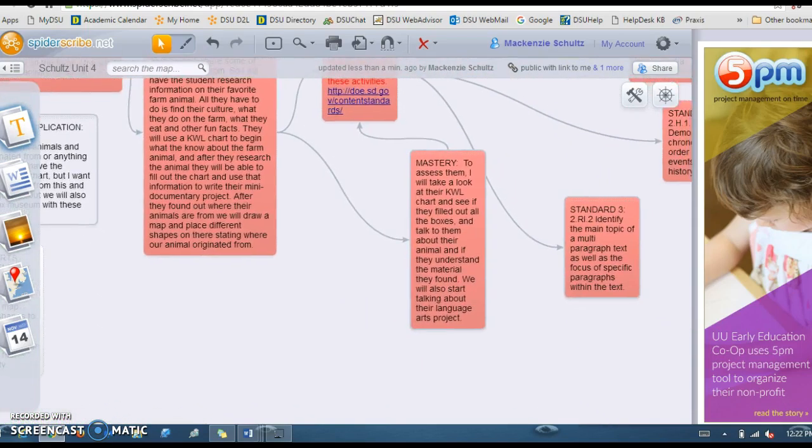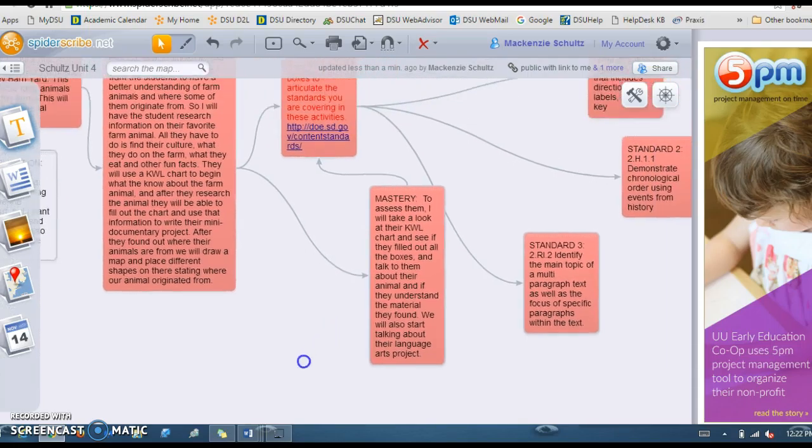So basically, like I said, for mastery, I just want to see their KWL chart. I want to see what they found about their animal, what they found interesting, what they already knew, what they still wonder. And I want to talk to them about that so they have a better understanding of what their animal is, so we are able to use this in our language arts project.